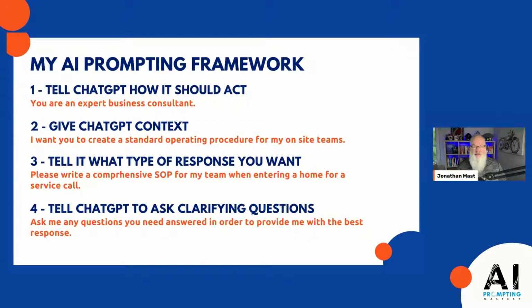Again, as a quick recap, tell ChatGPT how you want it to act. Give ChatGPT context. Number 3, tell it what type of response you want. What is your question? And number 4, tell ChatGPT to ask you clarifying questions before giving the best possible response. When you follow that, you're going to get great results.